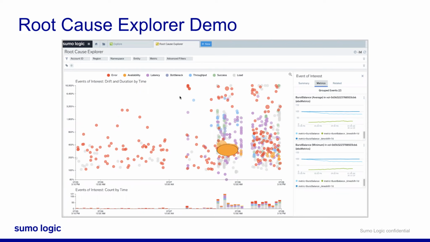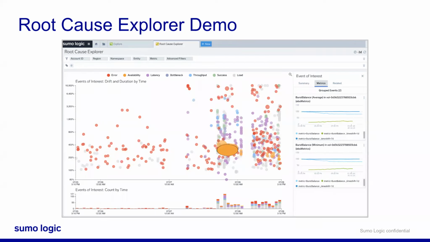So what are we seeing? What's all this busyness that's going on? What we're seeing, or what we're utilizing, is Root Cause Explorer. And what we're seeing is over a time period, and the time period is the x-axis. And so in this case, it's the last 3 days. So we're looking at a 3-day time period. We see what we call EOIs, or events of interest.